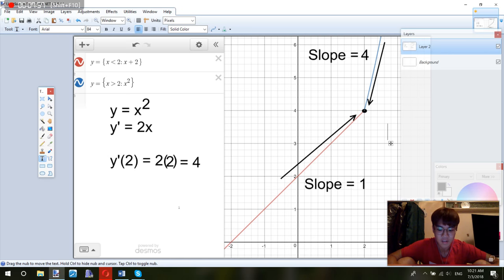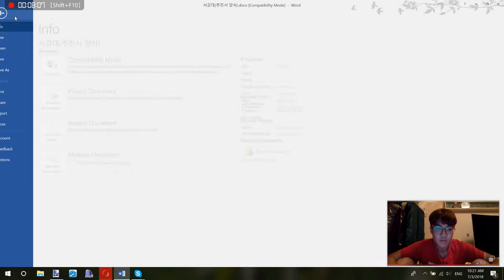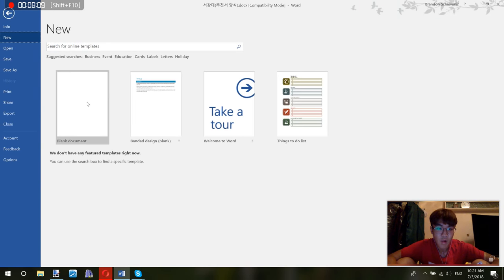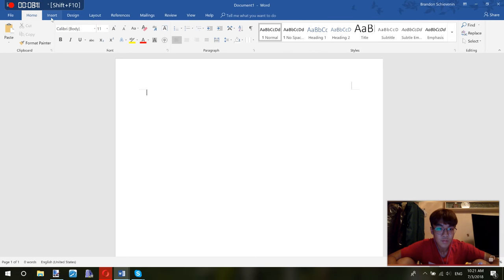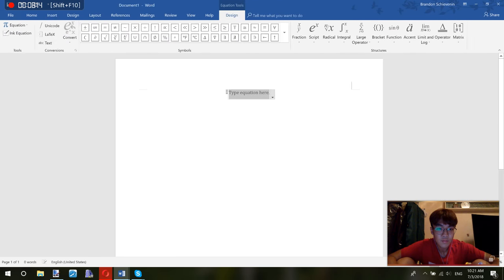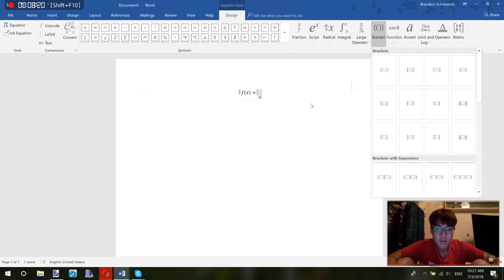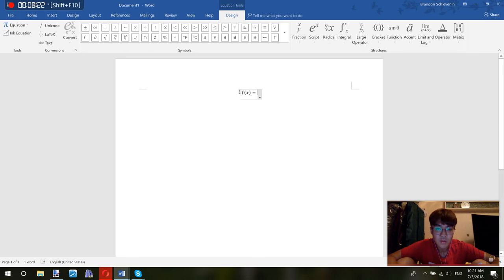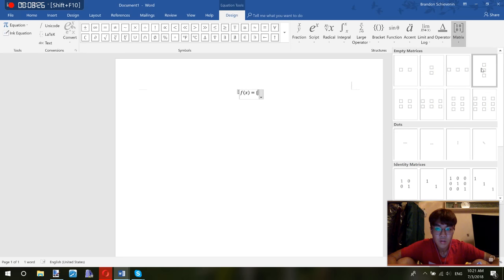Okay, so I picked this function just so we could talk about it. But on the test, they'll give you different functions. So let me write this out in Word, and I'll show you what it'll look like on your AP test. So they're going to give you a function something like this. F of x is equal to, and we'll type in a bracket here, some sort of a matrix.